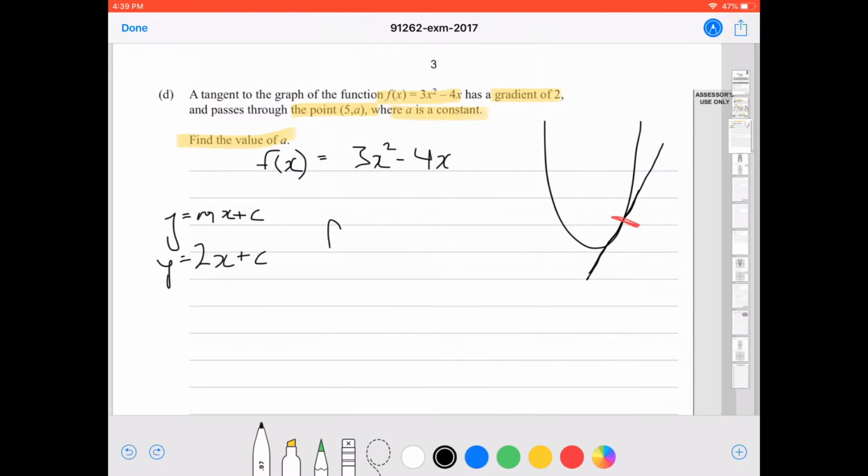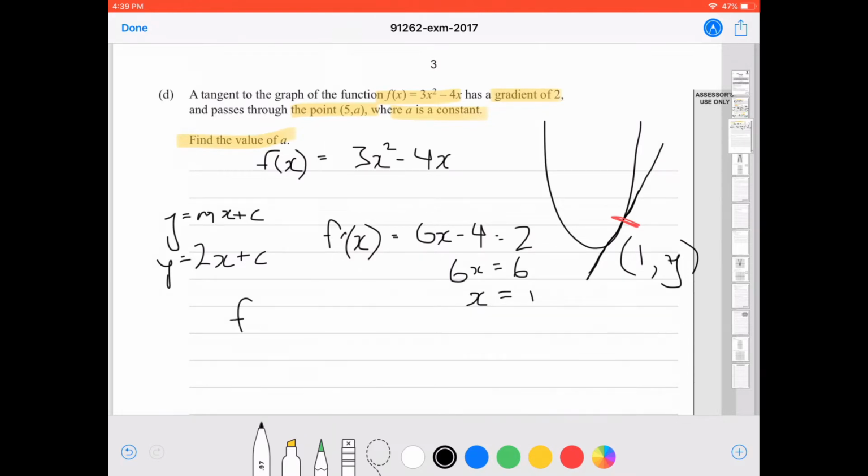So we can take the derived function of our parabola, so f dash of x equals 6x minus 4, and at the point where the gradient is 2, we can set the gradient function equal to 2. Okay, solving for x, 6x equals 6, and so x equals 1 here. And so we know the x value of this coordinate is 1, and so we want to find y.